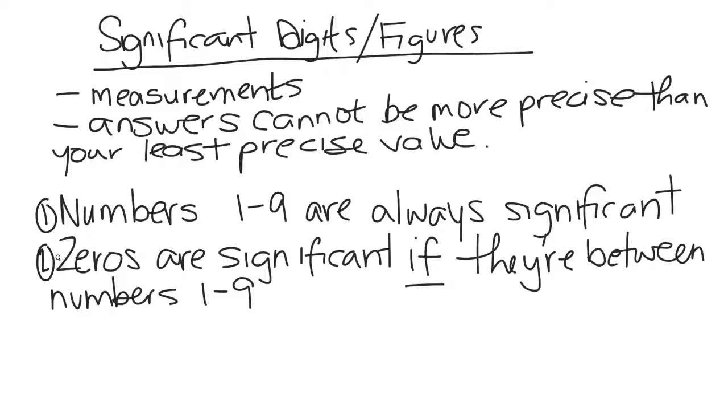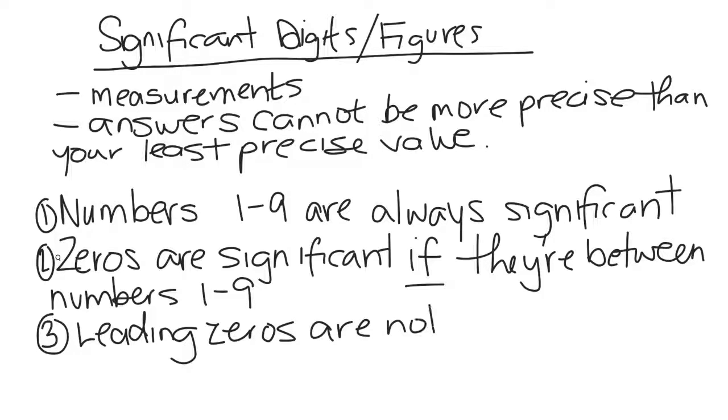Zeros that are leading zeros are not significant. Do you know what a leading zero is? A leading zero. The ones like before the number? Yes. Any zero before the first number between 1 and 9 is called a leading zero. So leading zeros are not significant.